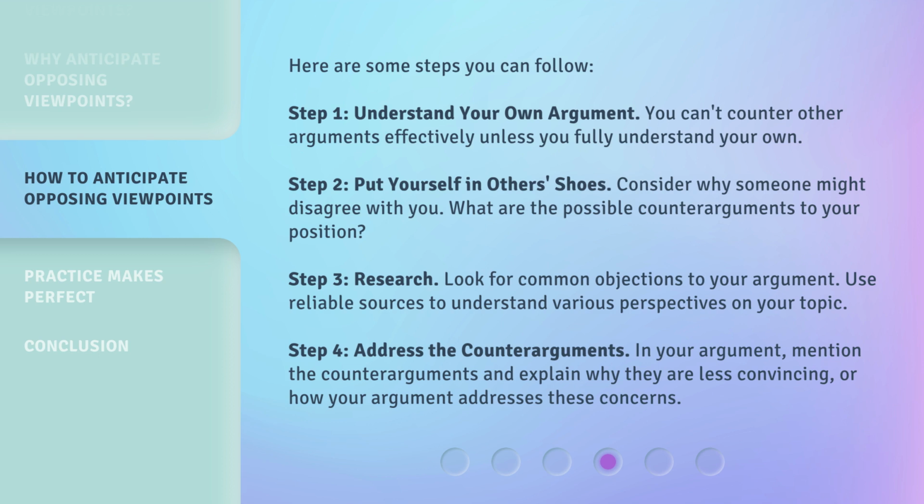Step 3. Research. Look for common objections to your argument. Use reliable sources to understand various perspectives on your topic. Step 4. Address the counterarguments. In your argument, mention the counterarguments and explain why they are less convincing, or how your argument addresses these concerns.